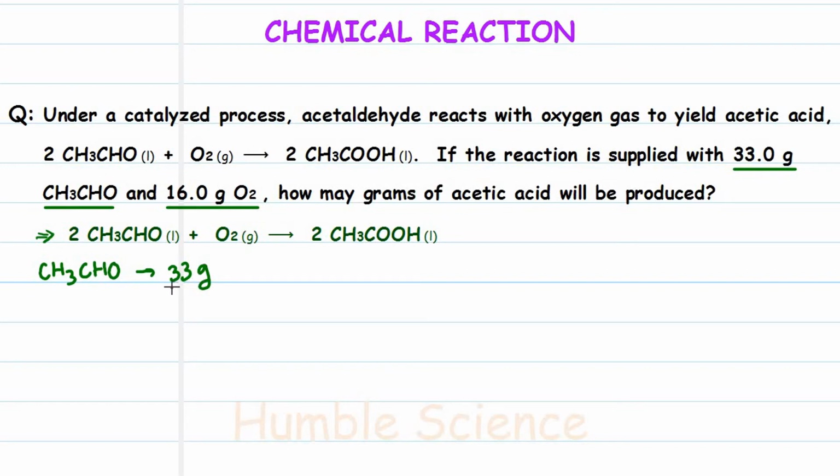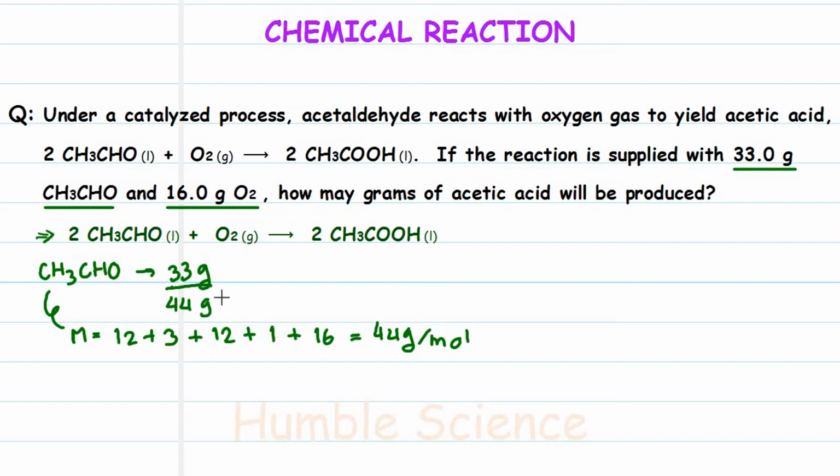So we have to divide it by the molar mass, which is going to be, let's say, M equal to 12 plus 3 for hydrogen plus 12 for carbon plus 1 for another hydrogen plus 16 for oxygen. That's gonna be 44 grams per mole. So we can do that. 44 grams per mole of acetaldehyde.